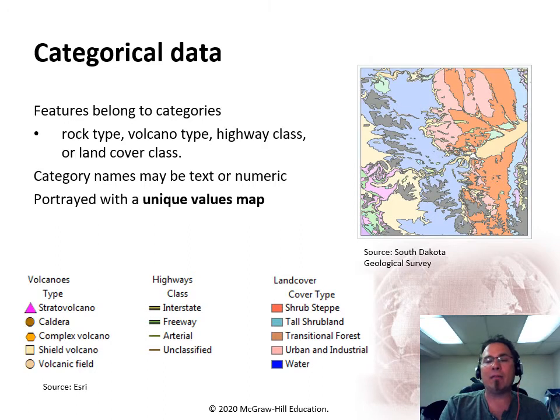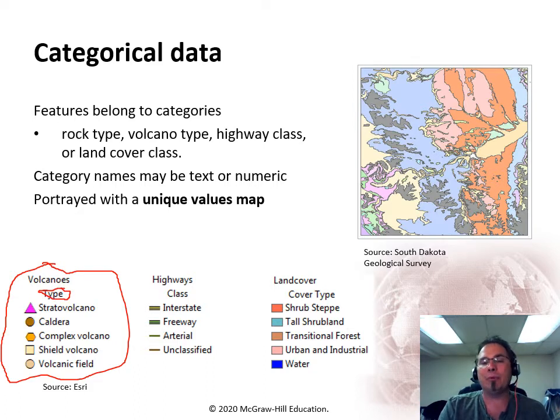That means the volcanoes are separated by category, and this is categorical data. So as you can see here, the volcanoes have different types to them. Now this word type is not just there, that's an actual column in the attribute table called type that says whether or not it's a stratovolcano, a caldera, a complex volcano, shield, or volcanic field. You get the idea. So there's different categories of each type of volcano.